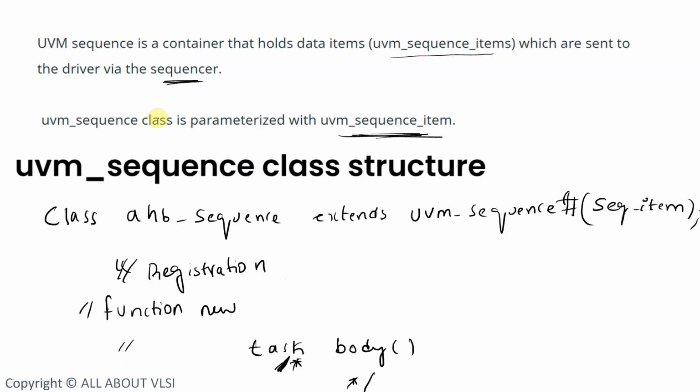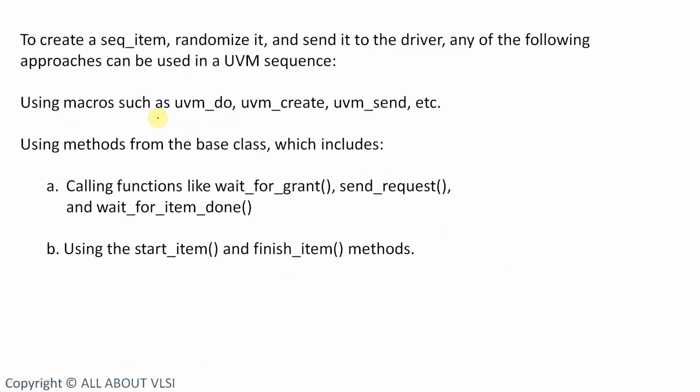Inside the body of the sequence, we are going to randomize the data items which are present in the sequence item class. We cannot randomize using just the handle name, right? We should first create the instance of the sequence item, then only can we randomize it. Without an object, how can we call the randomize method? So first step is inside the body task.